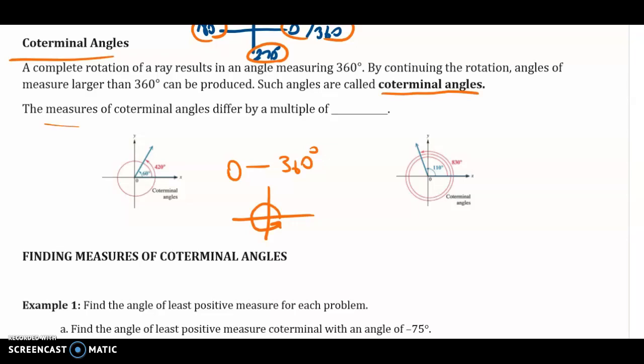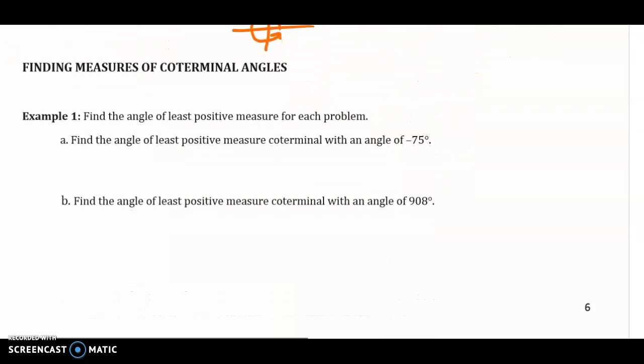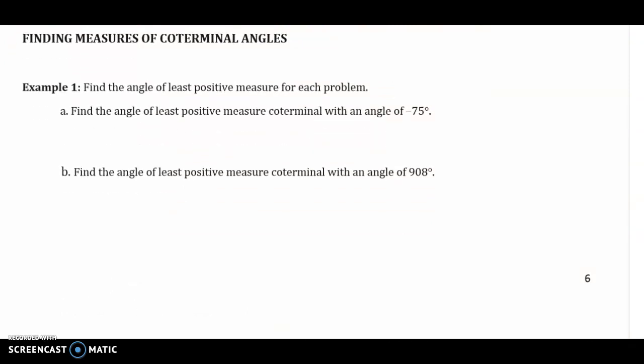So the measures of coterminal angles differ by a multiple of 360. So every rotation is going to be a new coterminal angle. So let's put this into practice. We have this angle that's negative 75 degrees. First of all, let's think about what that would look like. So this is our initial side and our vertex. And so our terminal side, we're going in this direction because it's negative. And so this is going to be negative 75 degrees.